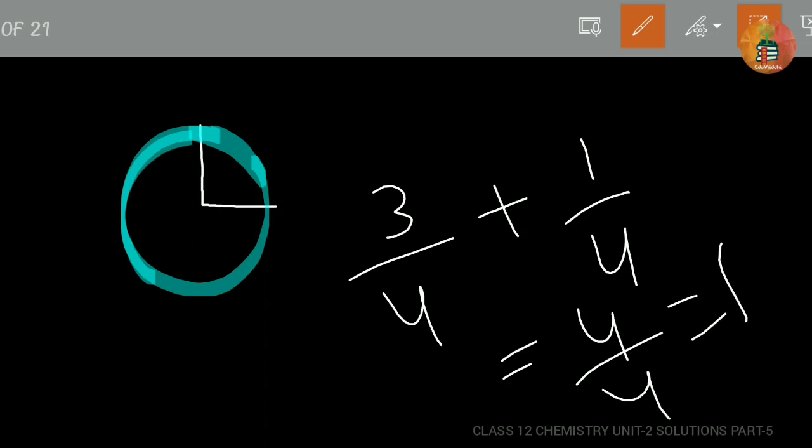Similarly, all the mole fractions of the components are fractions. So the summation of the fractions must lead to a whole, that is unity. So always the sum of the mole fractions of the components of any solution in general is equal to unity. So that's about the parameter mole fraction, which is used to express concentration of the solution. Thank you.